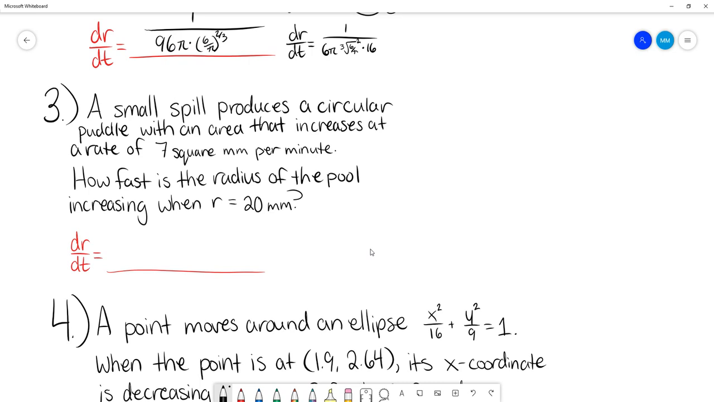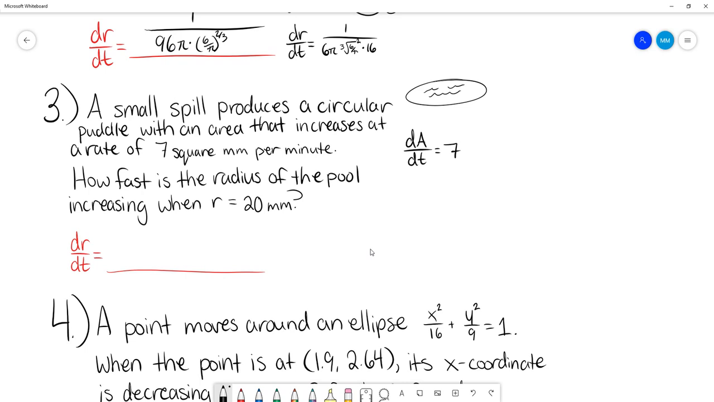Well, they tell us that it's a circular pool, and that it has an area that increases at a rate of 7 square millimeters per minute, which means they just told us the rate of change of the area is 7. Okay, so the derivative of area with respect to t, or the rate of change of our area, is 7. It's increasing, so it's a positive 7. 7 square millimeters per minute, but I'm just going to write 7. Now, I want to know how fast the radius of the pool is increasing when the radius is 20 millimeters.